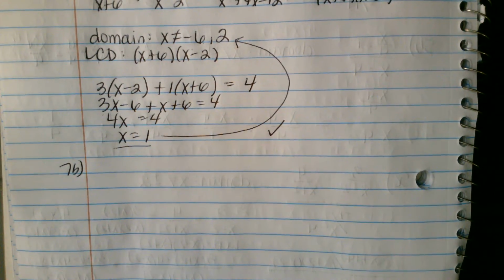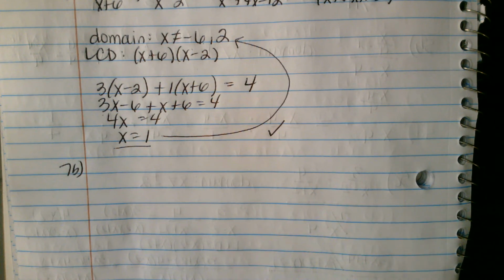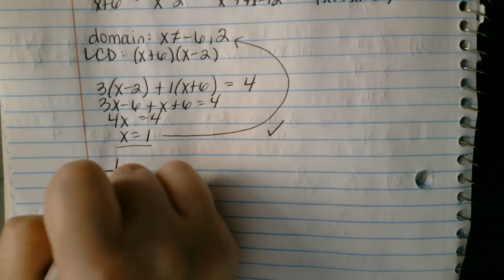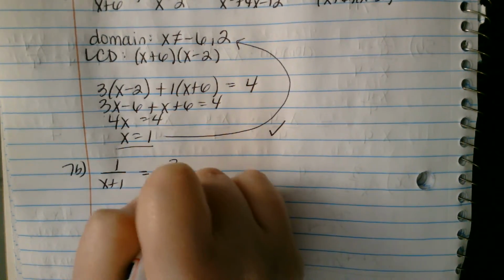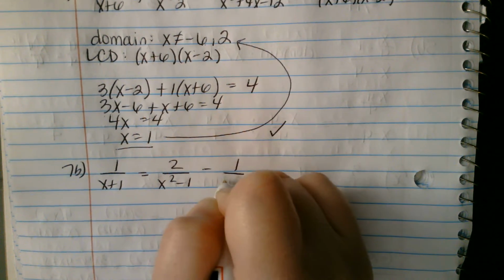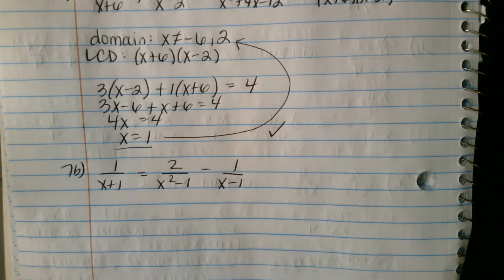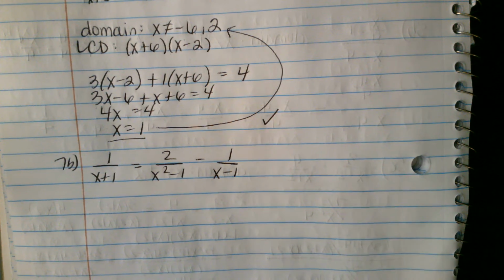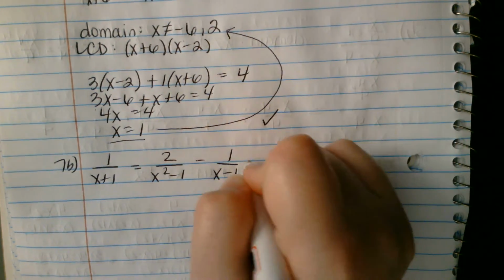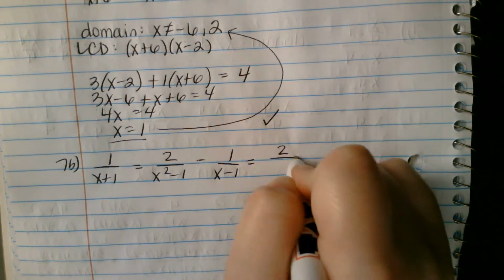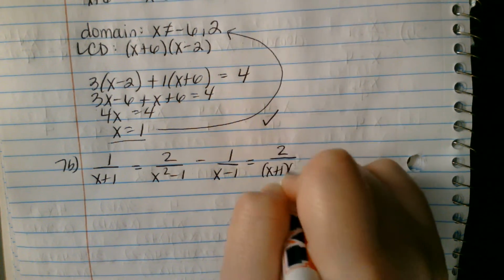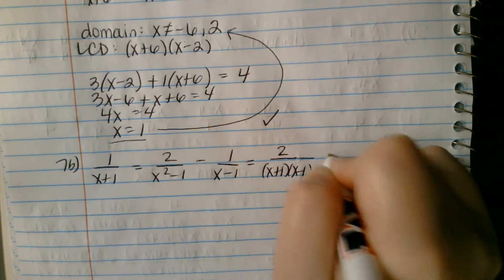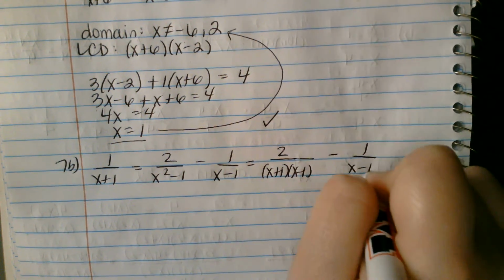Okay, 7b. We have 1 over x plus 1 equals 2 over x squared minus 1, minus 1 over x minus 1. Factoring everything: the first one's already factored, so I'm just rewriting the right side. X squared minus 1 is going to factor to x plus 1 and x minus 1, minus 1 over x minus 1.